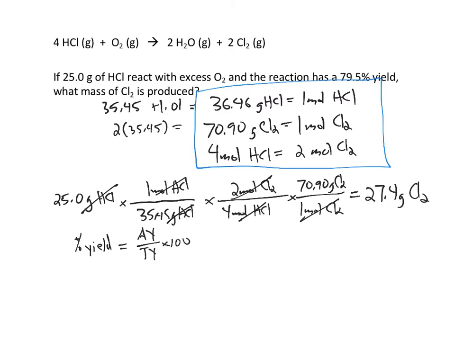I'm looking for the actual yield. We could rearrange the equation first. With these, I usually think it's easy enough just to go ahead and plug in my numbers. So I'm going to put in 79.5 for the percent yield. The actual yield is what I'm looking for. I'll put in my theoretical yield times 100. So now we just need to solve for x.